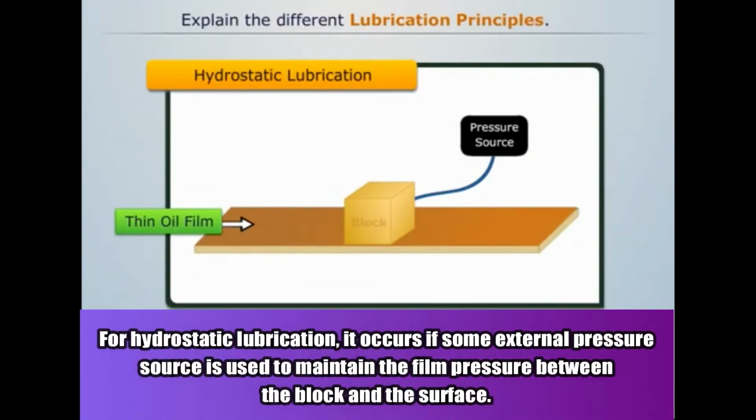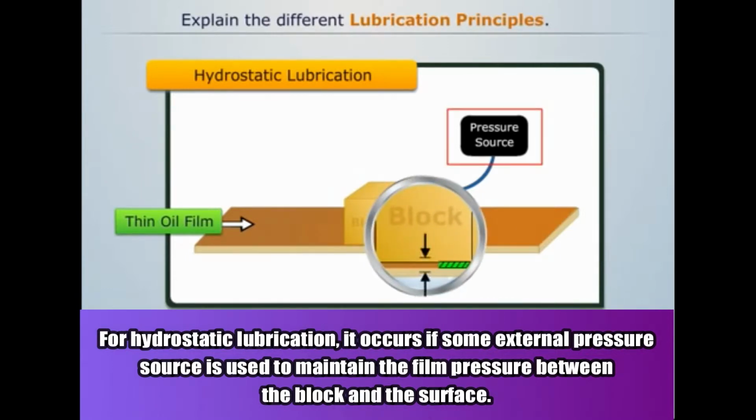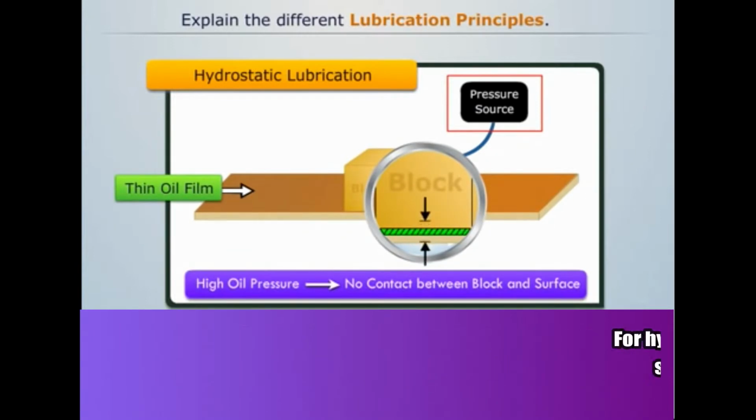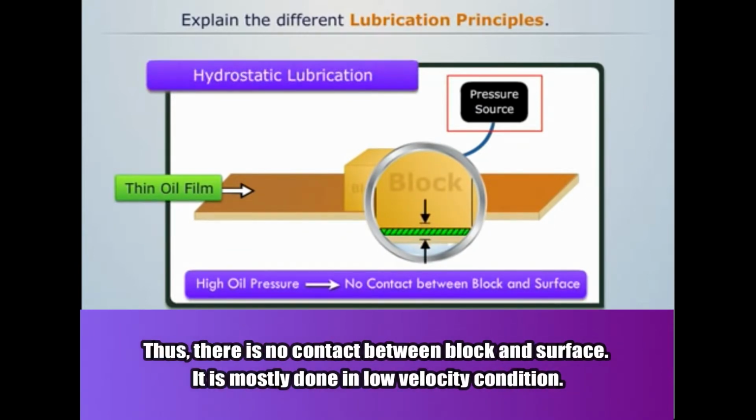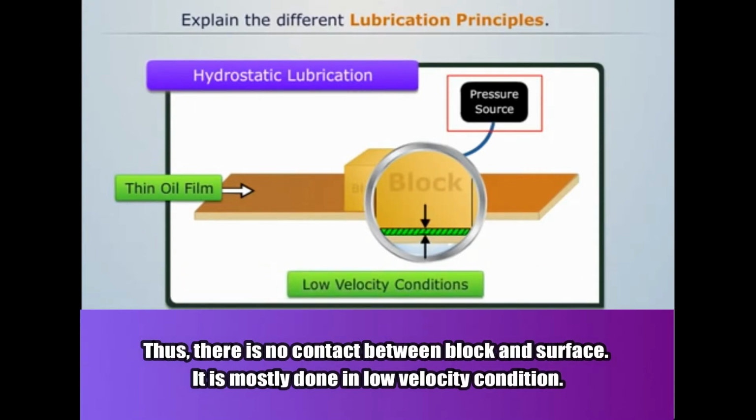Hydrostatic lubrication occurs if some external pressure source is used to maintain the film pressure between the block and the surface. Thus, there is no contact between the block and the surface. This is mostly done in low velocity conditions.